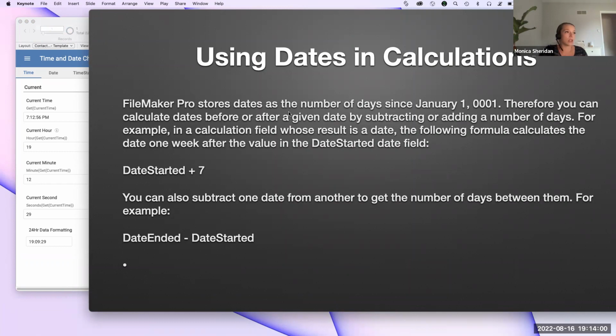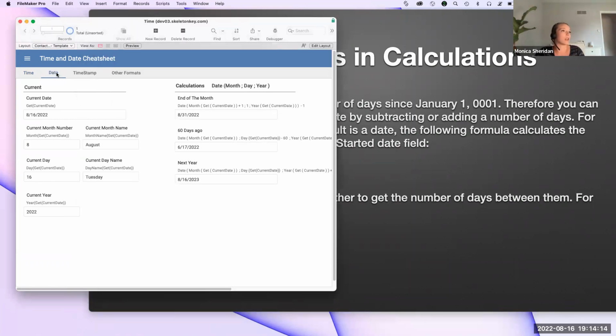And that leads me into dates, which are stored as the number of days since January 1. And so you can use days to do calculations on dates, and that for some reason feels a little more logical to me than seconds. But you can also do calculations on dates by using the Date function that puts together the month, the day, and the year.